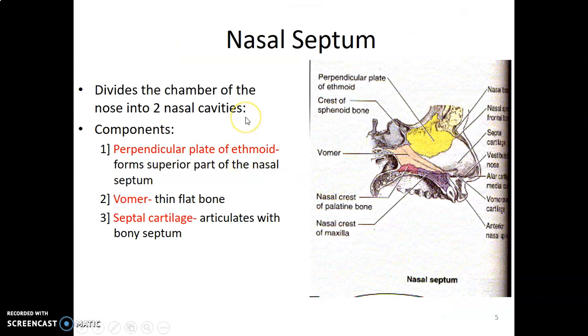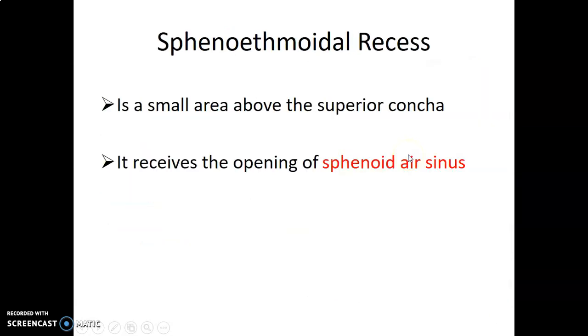The nasal septum is what divides the nasal cavity into two chambers, and it's made up of, anteriorly, cartilage that articulates with the bony septum. So anterior part of the nasal septum is cartilage, septal cartilage. Posterior part is made up of bone, two bones, perpendicular plate of ethmoid superiorly and the vomer inferiorly.